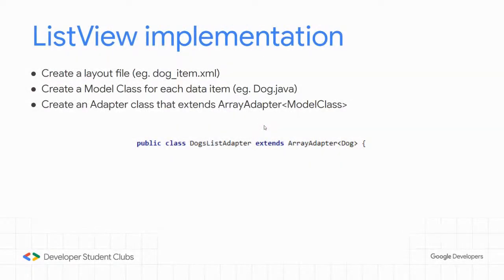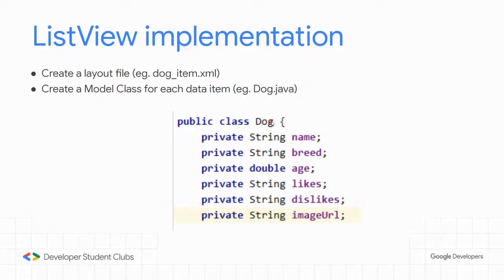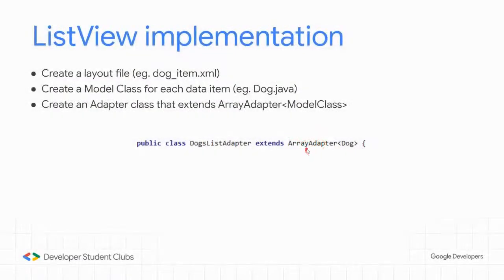Then, as we mentioned, the most important part of a list view is an adapter. So you have to create a custom adapter that extends, and this is inheritance in Java, the ArrayAdapter. Within the angular brackets, which is the generic type, you have to pass Dog, which is the class from the previous slide. Basically, ArrayAdapter is a default adapter that Android provides, but we want to customize it to display dogs. So we extend the default adapter, and in the generics, we pass in our custom object, Dog.